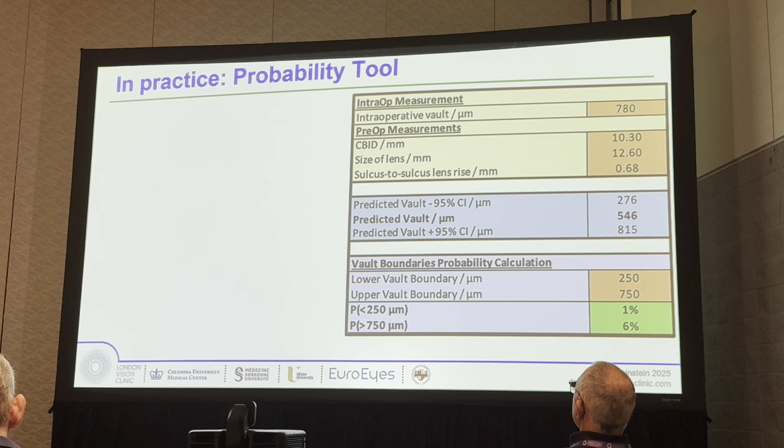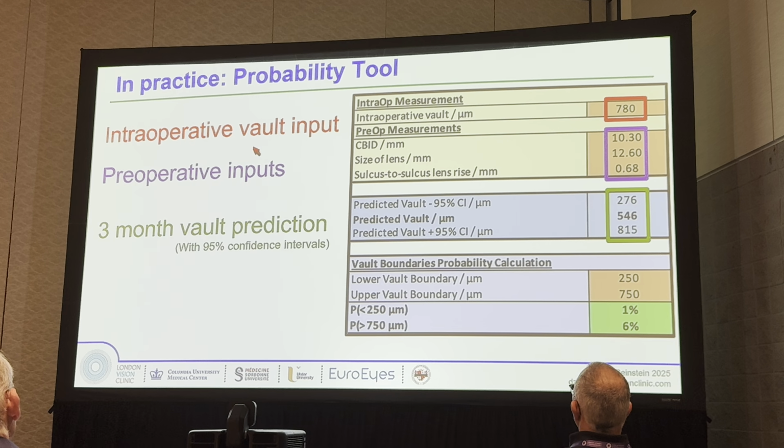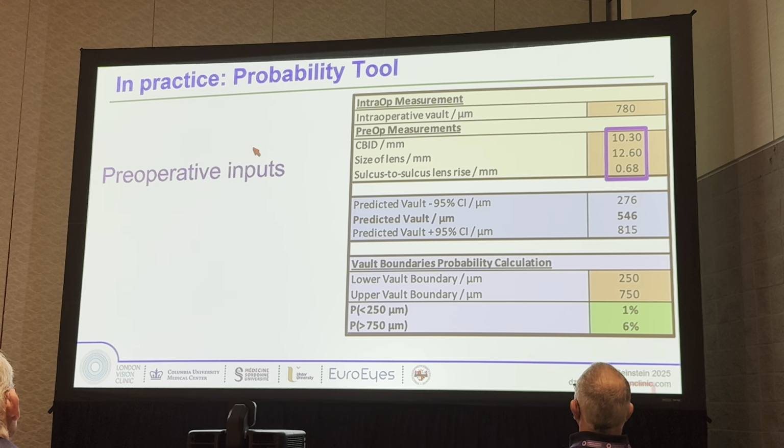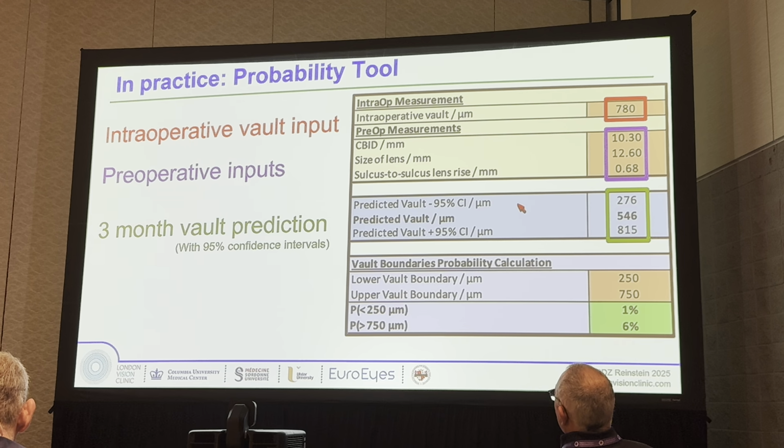So this is how we're now using that information. We have developed a probability tool, and this is how it works. You have your preoperative inputs: CBID, size of lens, sulcus to sulcus. You then input the intraoperative vault during surgery, and it was 780 microns in this case. Then the formula will calculate its prediction for the 3-month postoperative vault along with the 95% confidence interval. And in this case, 546 microns was the prediction for the 3-month postoperative vault.